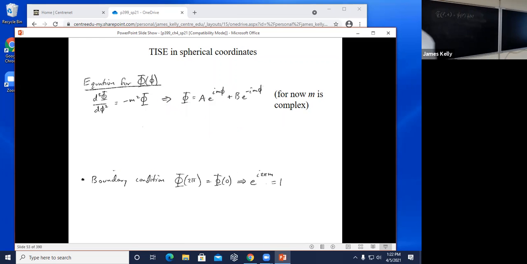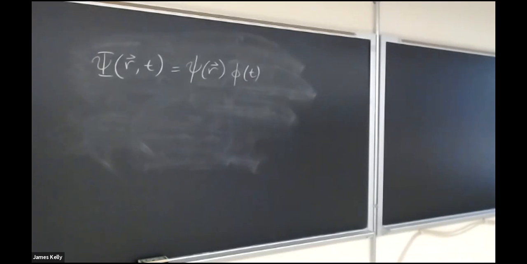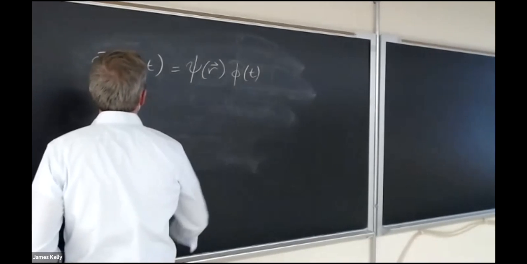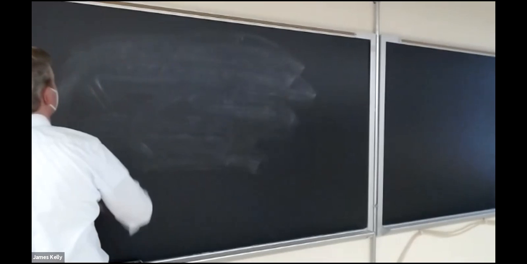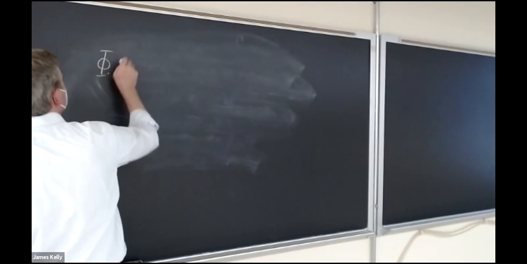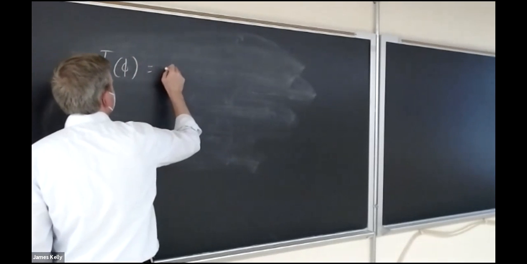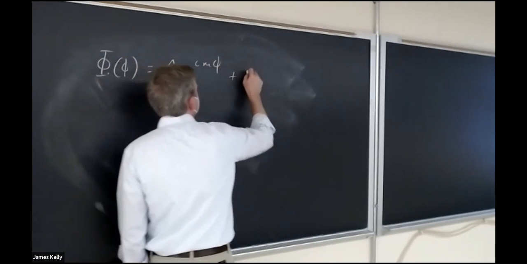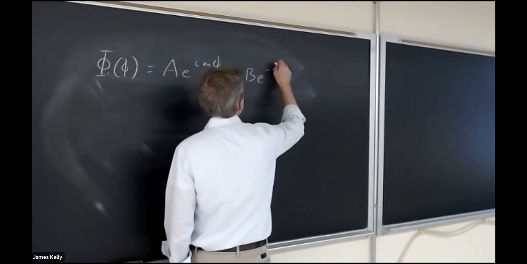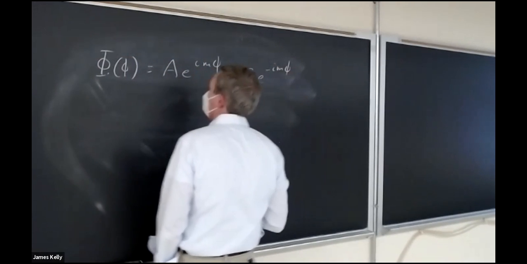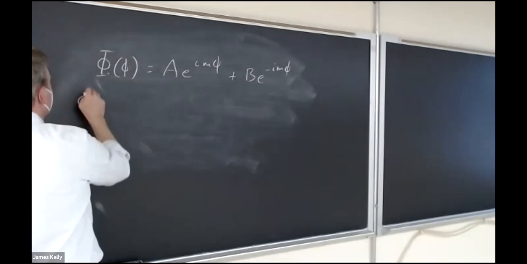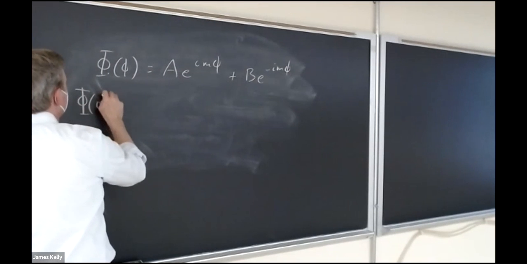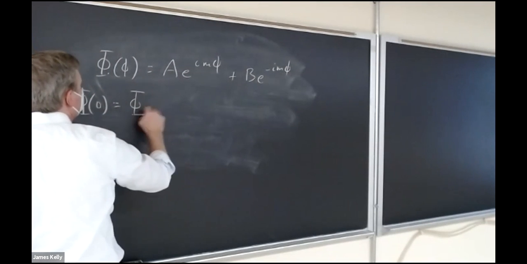maybe I better write this down. So we've got our solution, a e to the i m phi plus b e to the minus i m phi. Make this as obvious to you guys. Phi of phi is equal to a e to the i m phi plus b e to the minus i m phi. And we're going to require that phi at 0 equals phi at 2 pi.